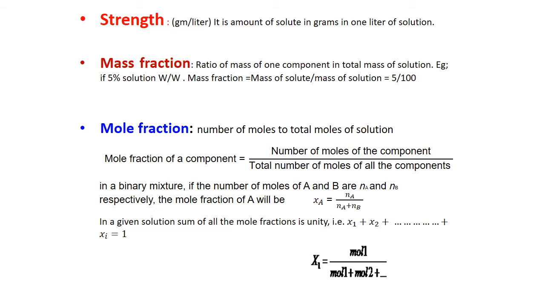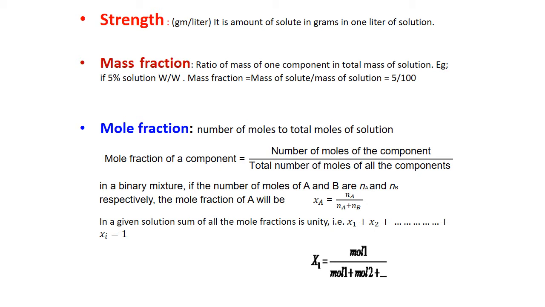Strength. Strength is the amount of the solute in grams dissolved per liter of the solution. How many grams are dissolved in 1 liter of solution, that is strength. Mass fraction. Mass fraction is the ratio of the mass of one component to the total mass of the solution. For example, a 5% solution weight by weight means the solute is 5 gram and the solution is 100 gram. So the mass fraction of the solute will be 5 by 100, and that of the solvent will be 95 divided by 100.